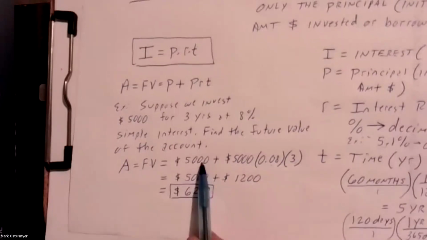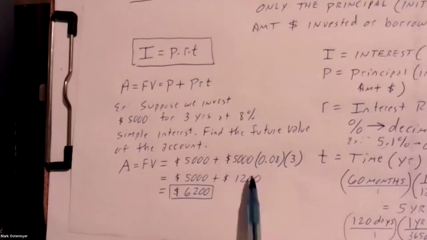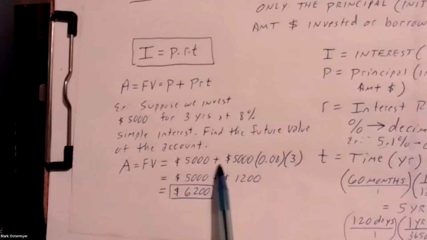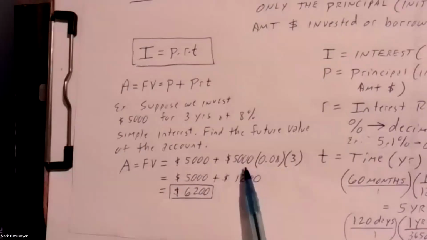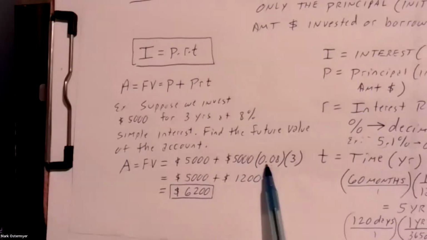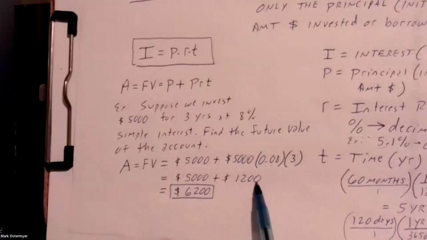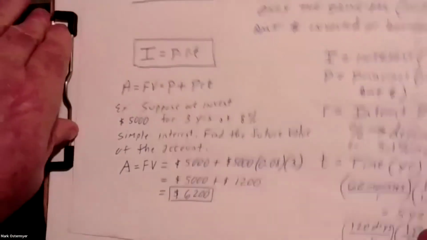So you don't add 5,000 and 5,000 together first. Order of operations says you multiply before you add. And it should give you $6,200. Yes, I got that. How did you get the 1,200? That's 5,000 times 0.08 times 3. That's the interest that we earn. This is the amount of interest we earn, $1,200. All right. Ready for compound interest?